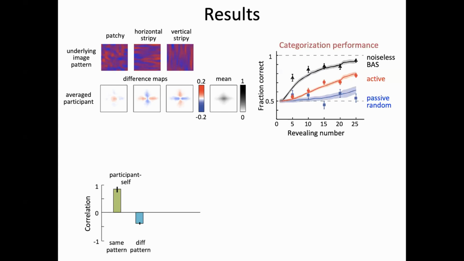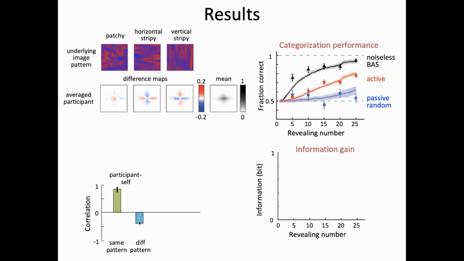Using the observer model, we can compute the cumulative information gain in bits as a function of revealing number. Information here is defined as 1 minus the category entropy in bits. So when nothing is observed, we would expect total uncertainty about the category, which means an entropy of 1 bit and a cumulative information of 0 bit. As the observer gathers more data, the entropy decreases and information about the category increases.